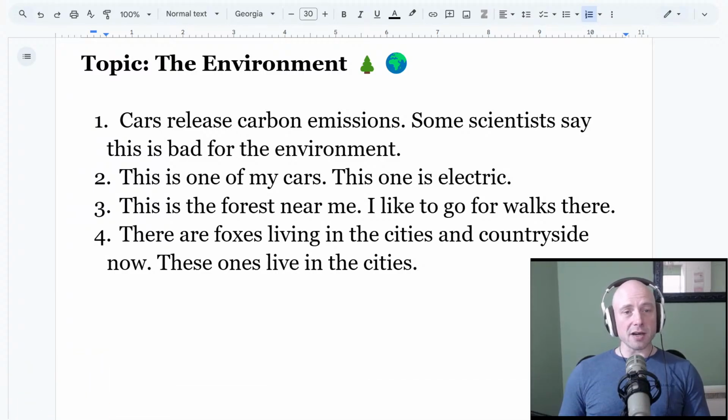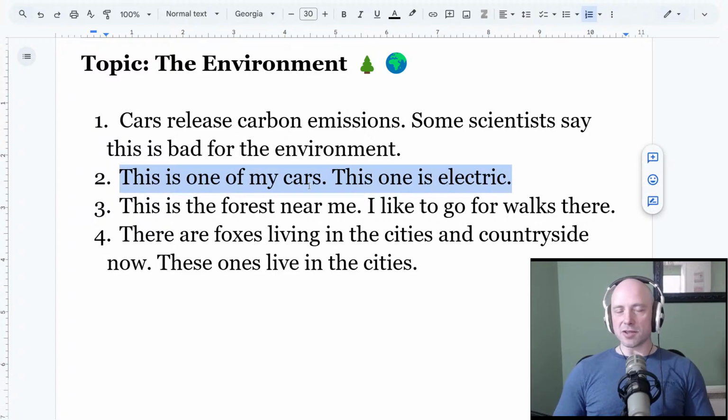This is one of my cars. This one is electric. This is one of my cars, full stop. This one is electric. Can you make a relative clause for that? A sentence with a relative clause.